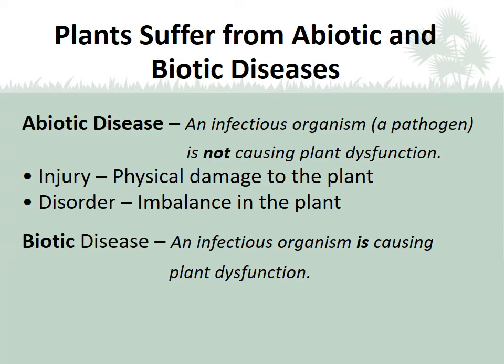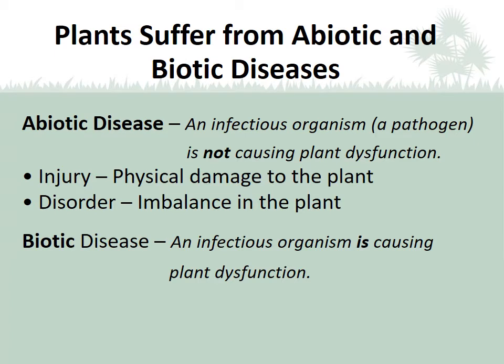So what is an abiotic disease? An abiotic disease is a non-infectious cause that is not an organism causing plant dysfunction. This falls under two categories primarily: injuries, which are physical damage to the plant itself, and disorders, which are chemical imbalances in the plant itself or imbalances caused by environmental conditions. As opposed to biotic diseases, which are caused by an infectious organism which is causing plant dysfunction directly.